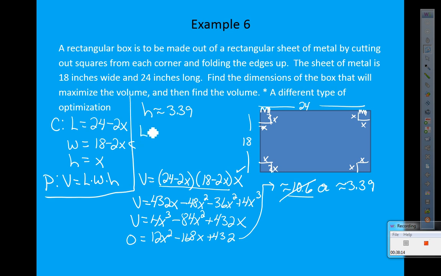To get my length, it's going to be approximately 24 minus 2 times 3.39. So my length's going to be about 17.22 inches. And to get my width, you know where I'm going now, 18 minus 2 times 3.39. I'm going to get my width to be about 11.22. So the dimensions of my box, 17.22 inches by 11.22 inches by 3.39 inches. What's that going to do? It's going to maximize my volume if I'm going to cut out squares like that.